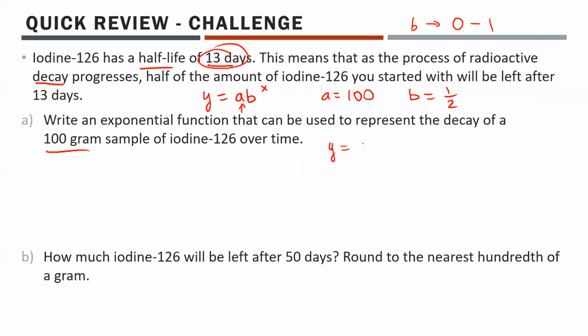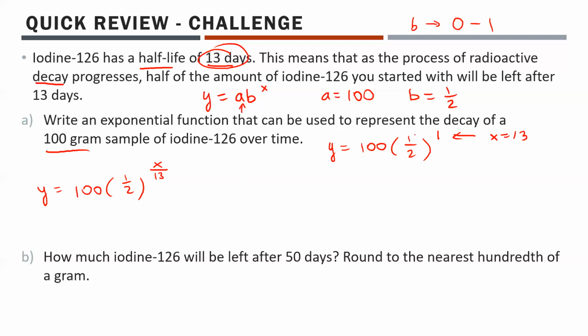We can say y is equal to 100 times 1/2 to the power of 1 if x was 13, right? If x was 13 days, we would have a 1 here because that would mean we're just doing 100 times 1/2. So how can we make this 1 when x is actually 13? Well, what we could do is say y is equal to 100 times 1/2 to the power of x, but then divide it by 13. That way, if x was 13, we'd be doing 13 over 13, which is just 1.